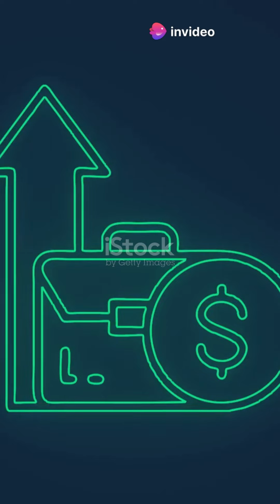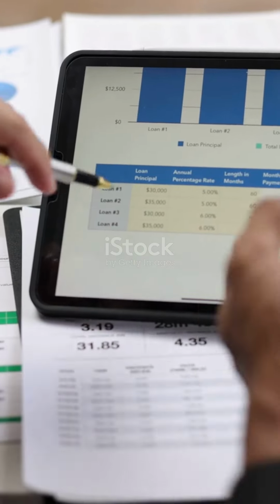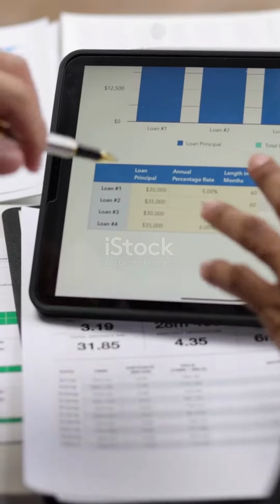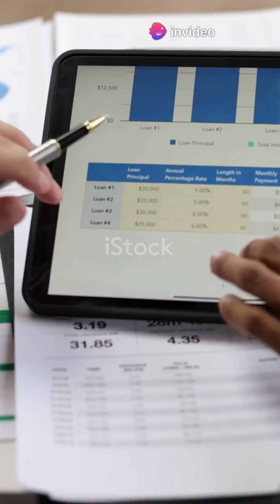So how does this work? What are the core principles and processes? Let's break it down step by step. First, the principle. The core of asset allocation is don't put all your eggs in one basket.